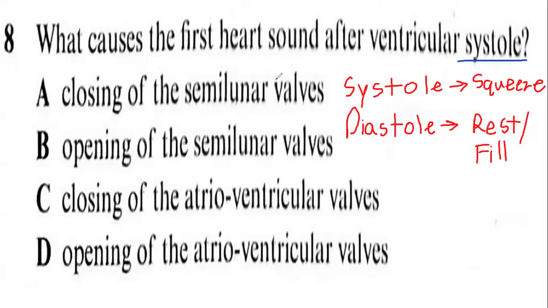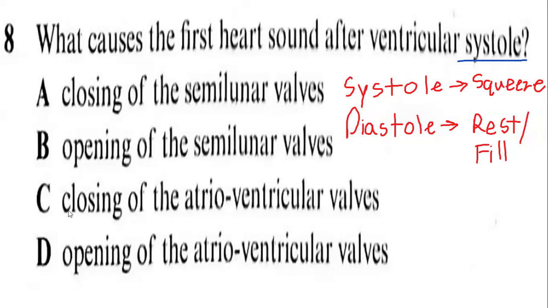So now we have this question. What causes the first sound after ventricular systole? Is it closing of the semilunar valves, opening of the semilunar valves, closing of the atrioventricular valves, or opening of the atrioventricular valves? What did you expect for this one? C, closing of the atrioventricular valves. C. Okay, we have two answers for C. Anyone else want to try? No one? You think it's C?